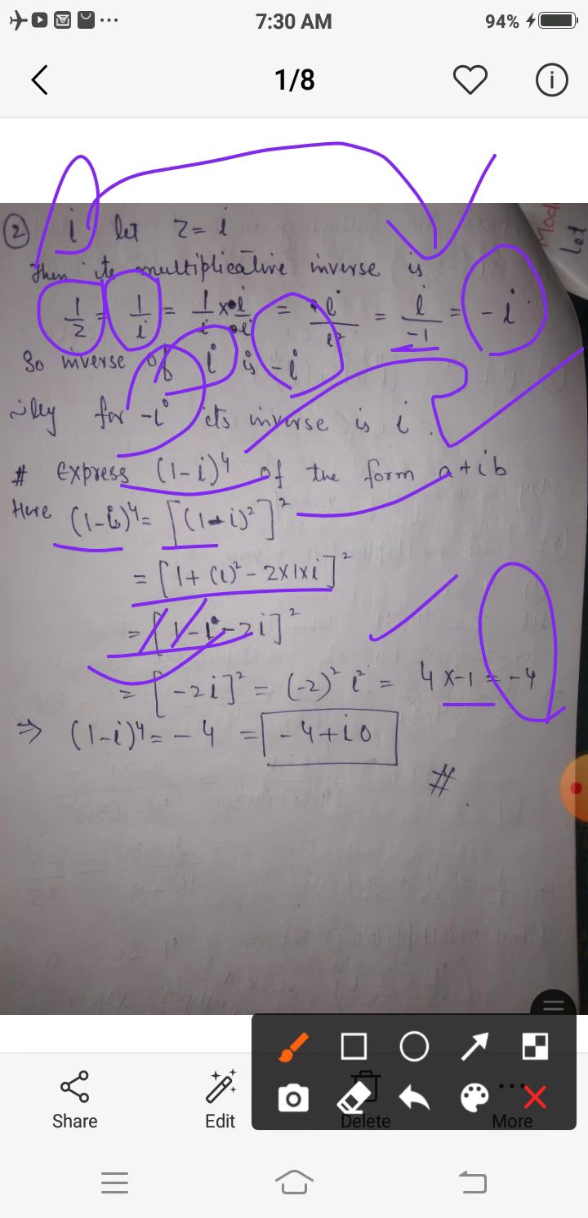So the given number (1 minus i)^4 is minus 4, which is purely real, so we can write this in the form of minus 4 plus i0, because the imaginary part is 0. So this was about this first exercise. Inshallah, from tomorrow onwards we will discuss the properties or features of a complex number like modulus, amplitude, etc.